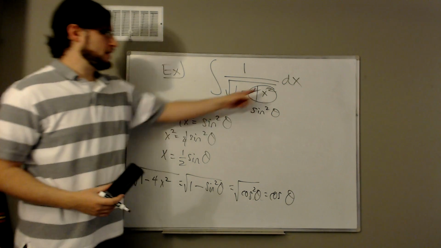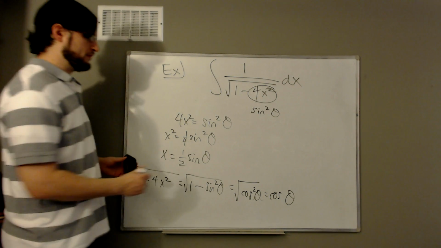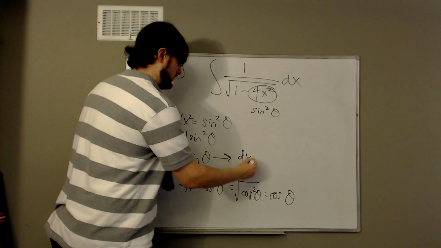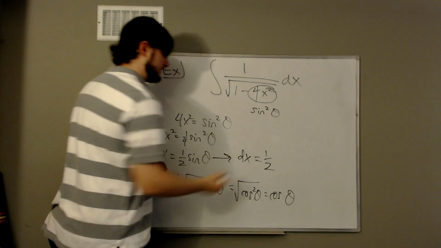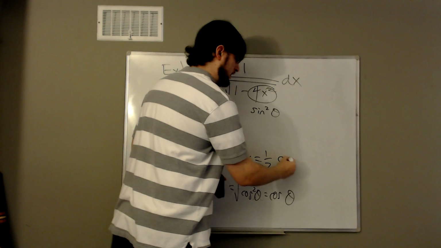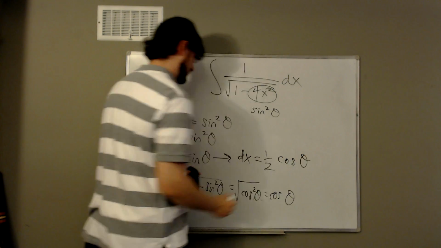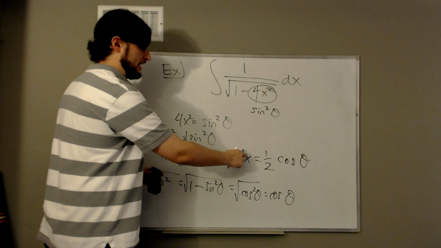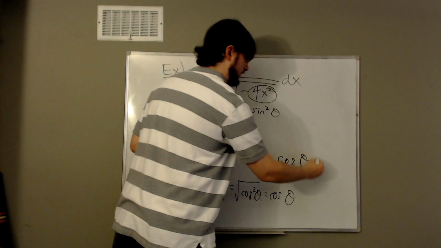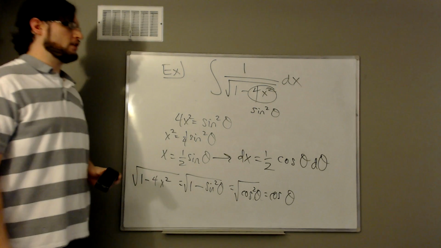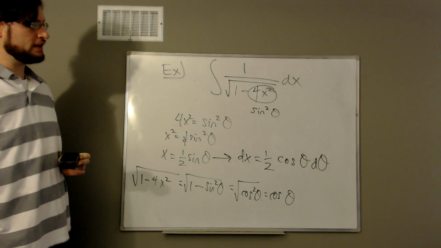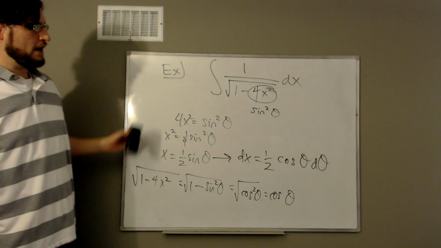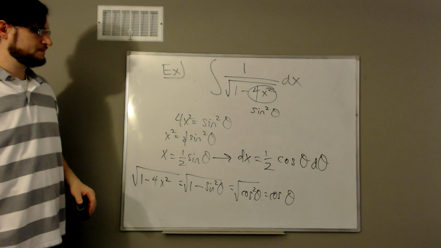We also need dx. dx is the derivative of x. 1/2 is a constant. It goes along. Derivative of sine is cosine. But dx, it's really dx d theta, derivative with respect to the variable theta, so theta also comes up, and we get 1/2 cosine theta d theta. And now we can substitute everything in.